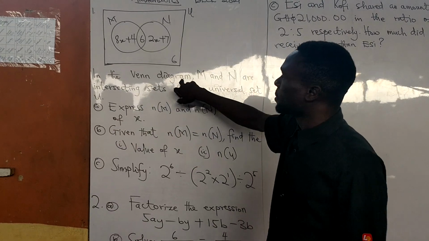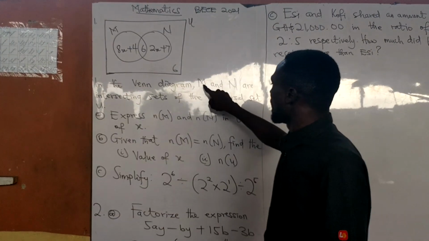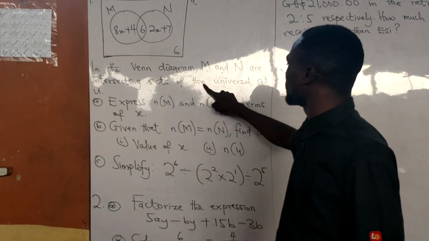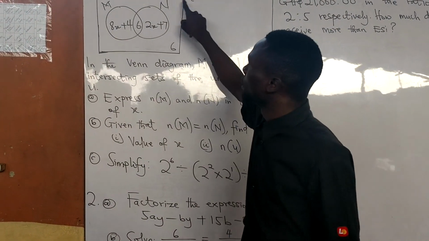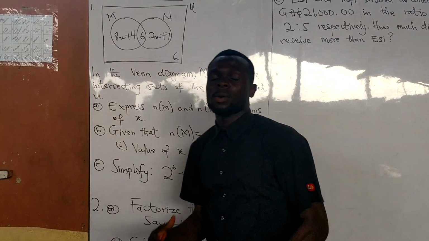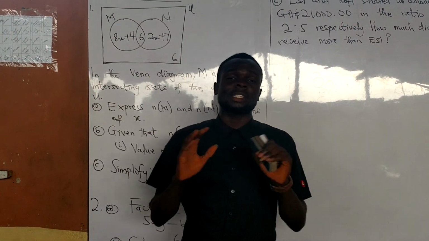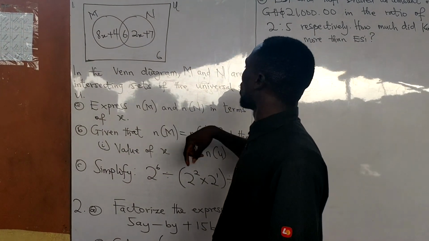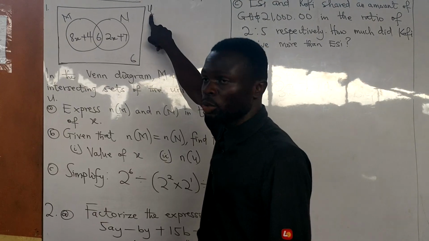So we have the first question, which is the BECE 2021. In the Venn diagram, which is this, M and N are intersecting sets of the universal set U. So M and N are intersecting, and when we say intersecting, it means they have something in common. Good. And they are in the universal set, which is U.